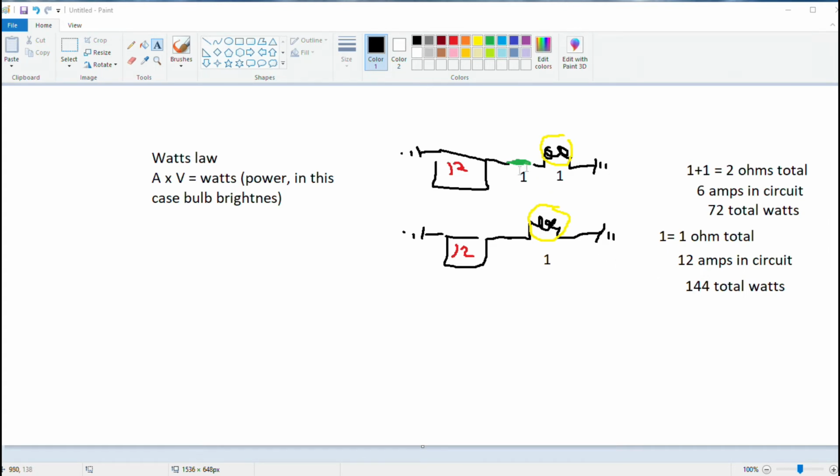Now that second one, where we had the second bulb, which was an example of a green wire, we have this math again. So 1 ohm plus 1 ohm equals 2 ohms total circuit, right? Referring back to Ohm's law, we have 6 amps because 12 divided by 2 equals 6. And now referring to Watt's law, we're going from 6 times 12 equals 72 total watts. So half of the other circuit. As you can see in the video with the 2 bulb brightnesses, just a little bit of resistance can really mess up an entire circuit, and it can start to do weird things.